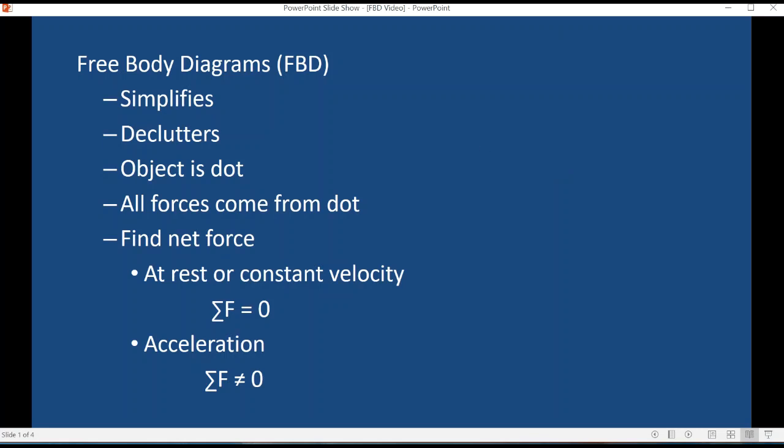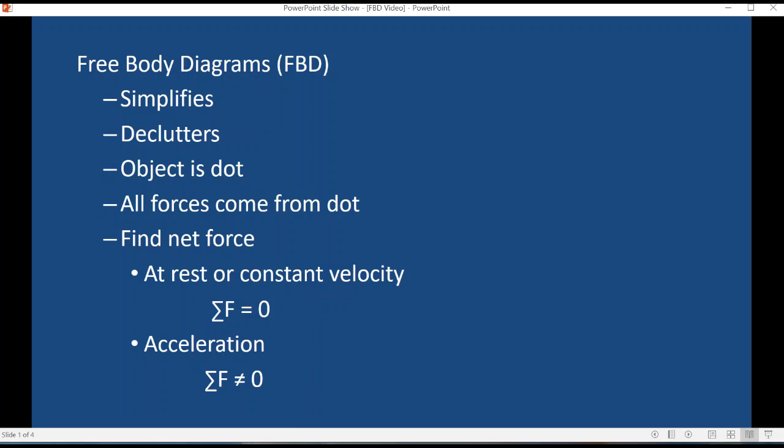Why do we have them? When we're doing some of our physics problems, it's not always helpful to have a picture that's disorganized and cluttered. And so the free body diagram makes it easier for us because it simplifies the picture. It declutters it by getting rid of things that we don't need. And you do not have to be an artist because in every diagram, the object is just a dot. And from that dot is where we draw all the forces that are acting on that particular object.